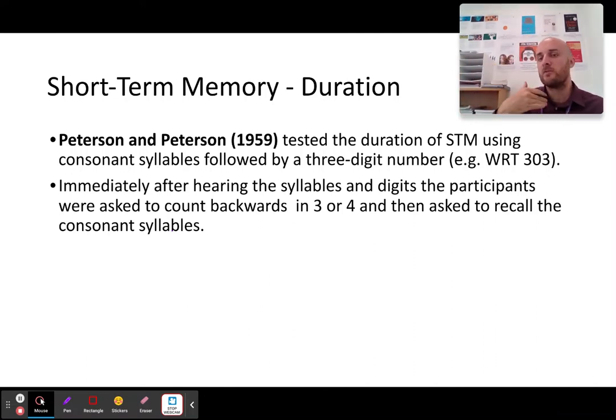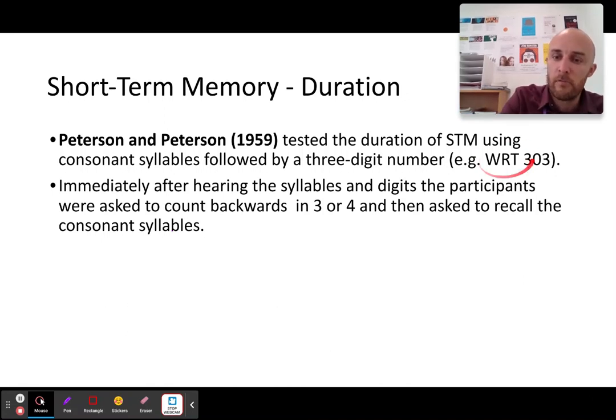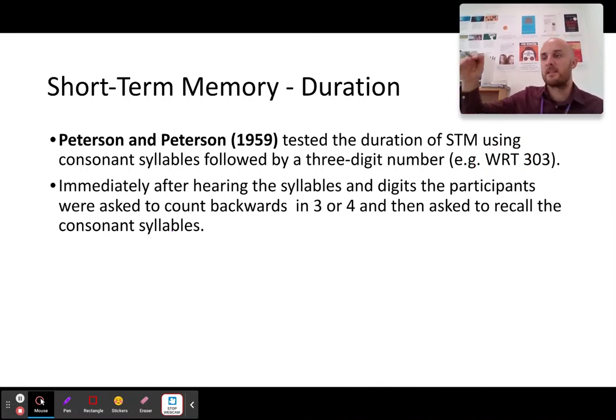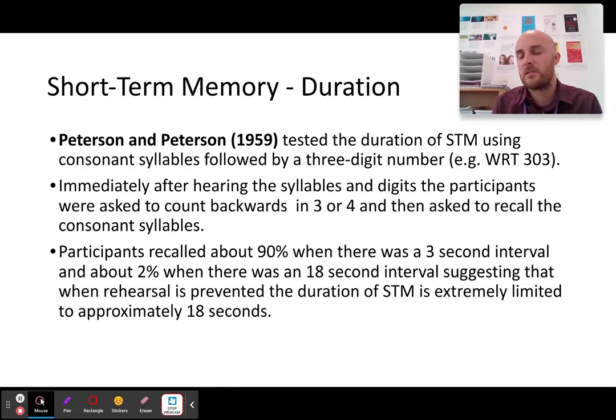Now think about what I'm doing as I'm counting backwards. It takes all of my attention, all of my ability to rehearse, and that puts it on the numbers. So if I'm counting backwards, I can't repeat this. I can't rehearse this. And slowly that information is decaying. That WRT is, as I'm going backwards, 291, 288, 285, 282, 279, slowly decaying.